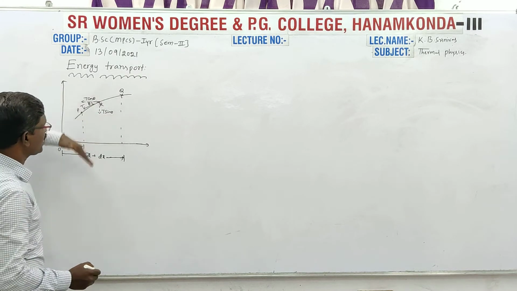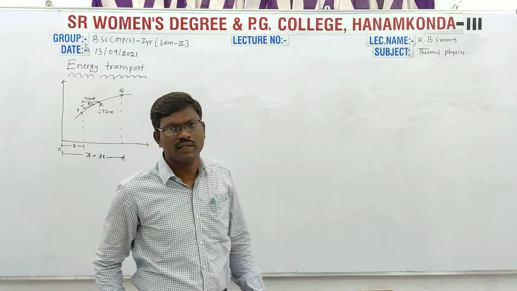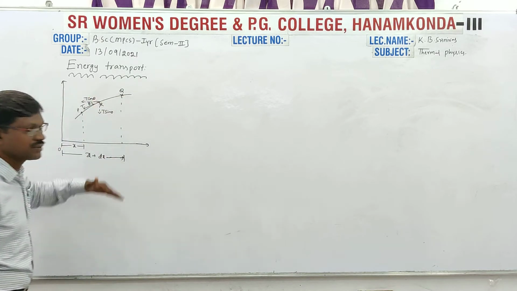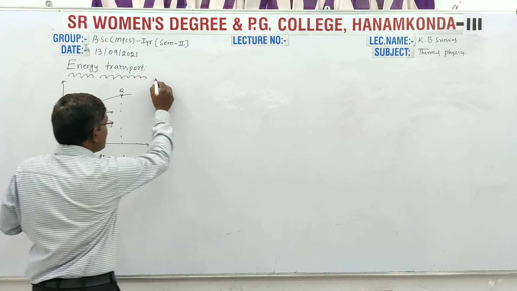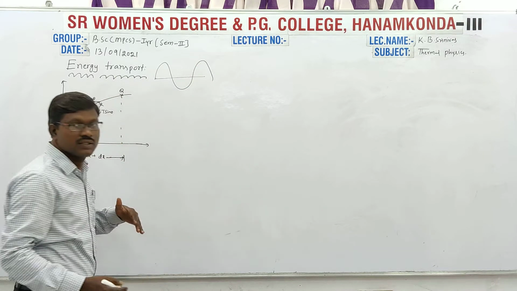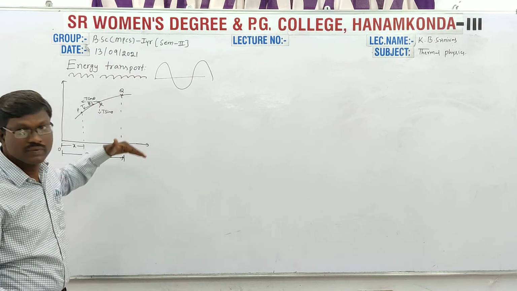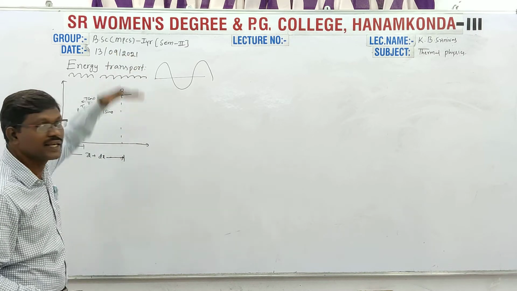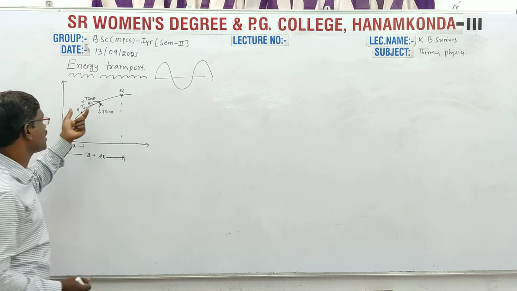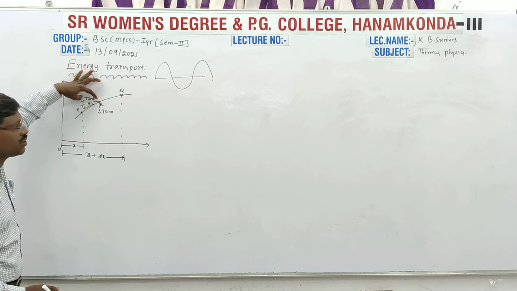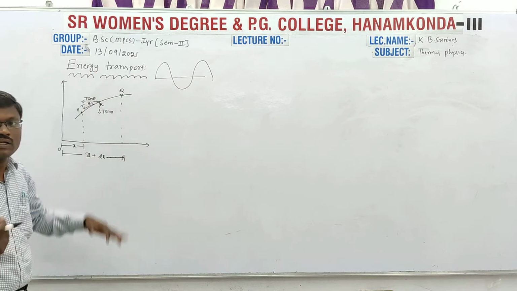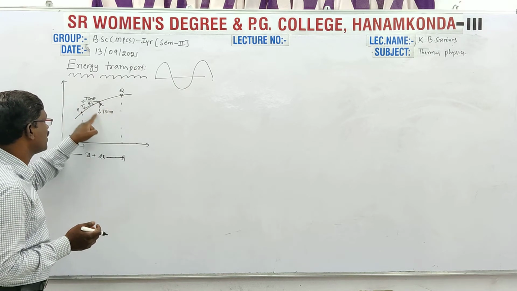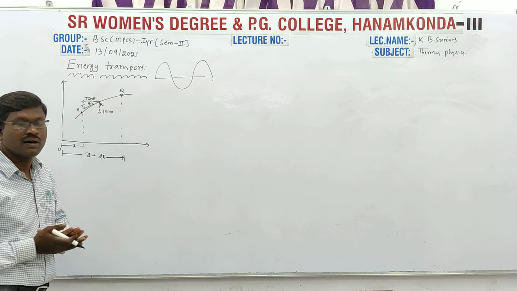There is no effect of the horizontal component of tension on the wave, because we are discussing transverse waves produced in a string. During a transverse wave, the particles of the string vibrate along the positive or negative y direction. So there is no effect of T cos theta on the vibration of the string. We have to consider only one component, T sin theta.